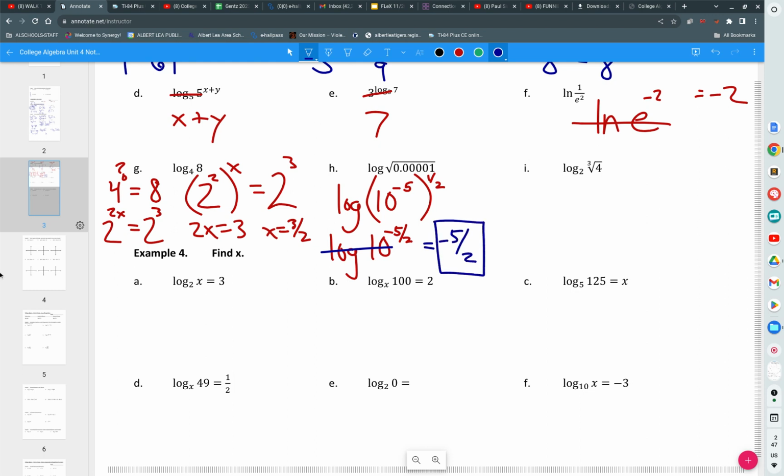Try letter I on your own. Don't be intimidated by it. Try something. Try anything. See if you can figure that out without the use of a calculator at all.